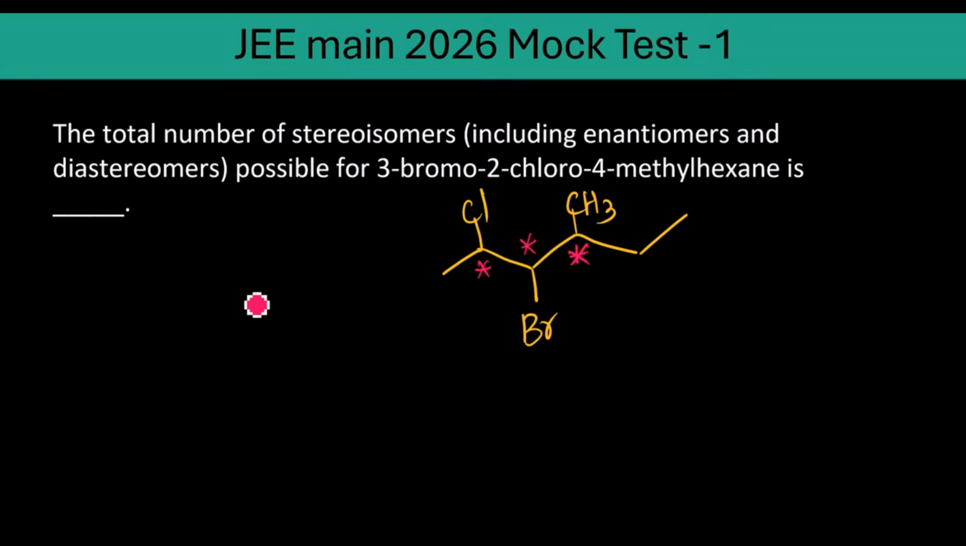So which makes it 2 to the power n. Whenever you are doing this type of question, check for meso compounds also. If meso is there, due to internal compensation, that won't be an optical isomer, right? So there are totally 8 isomers possible.